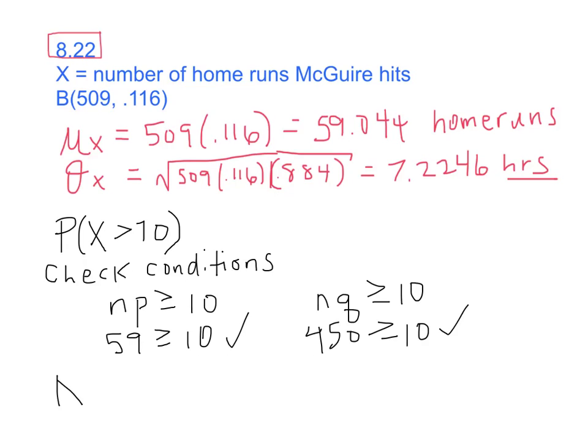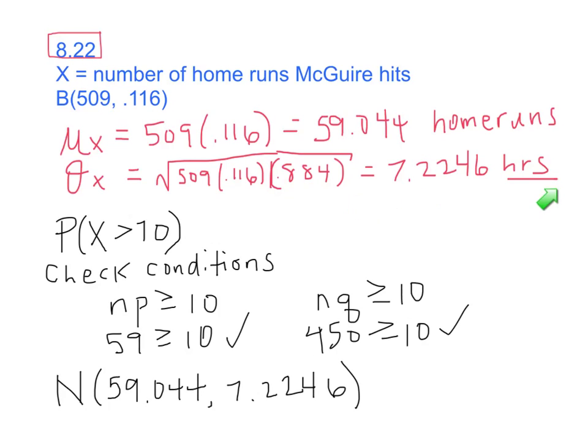So now we can think about this binomial distribution as a normal distribution with mean equal to 59.044, however it was calculated above, and a standard deviation of 7.2246 home runs, again, what we calculated up here. Once you have a normal distribution with a given mean and standard deviation, you're just going to apply familiar strategies in order to find our probability of interest. So I'm just going to go ahead here and clear my screen so that I can show you how that should look.